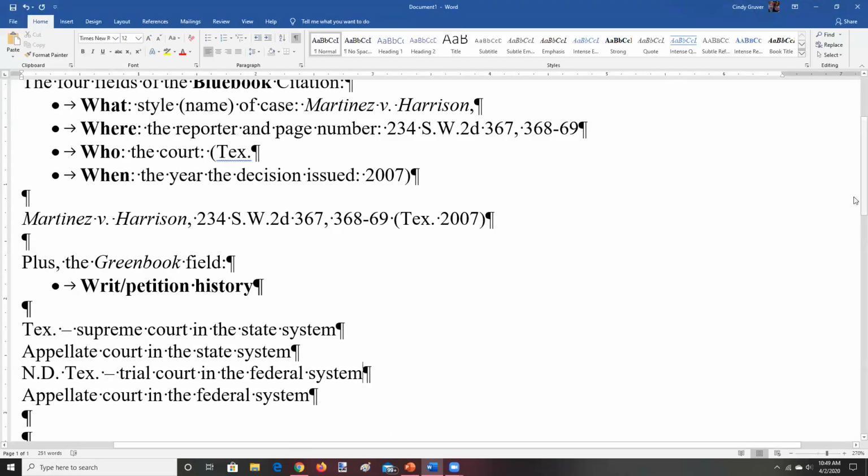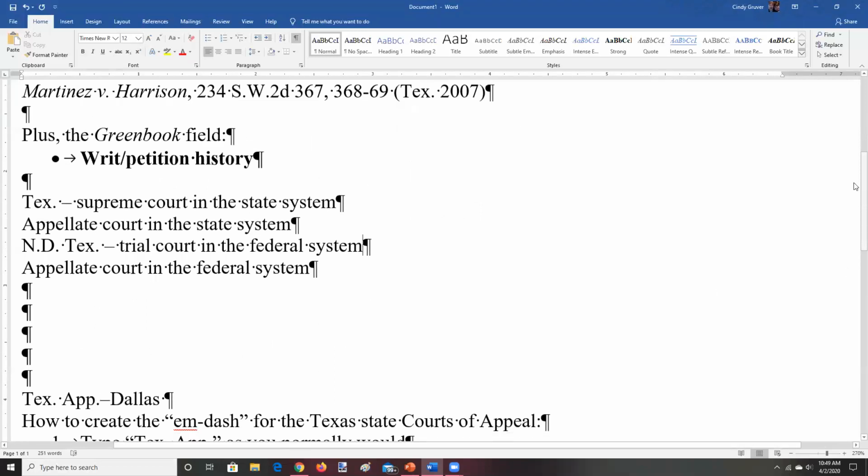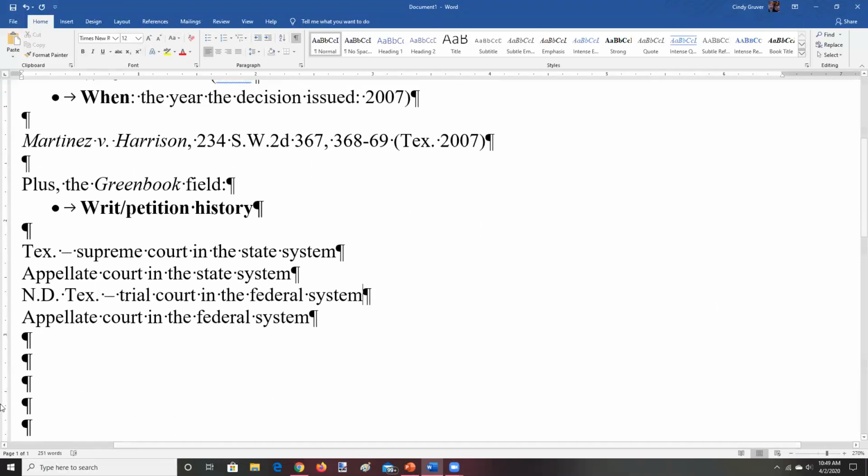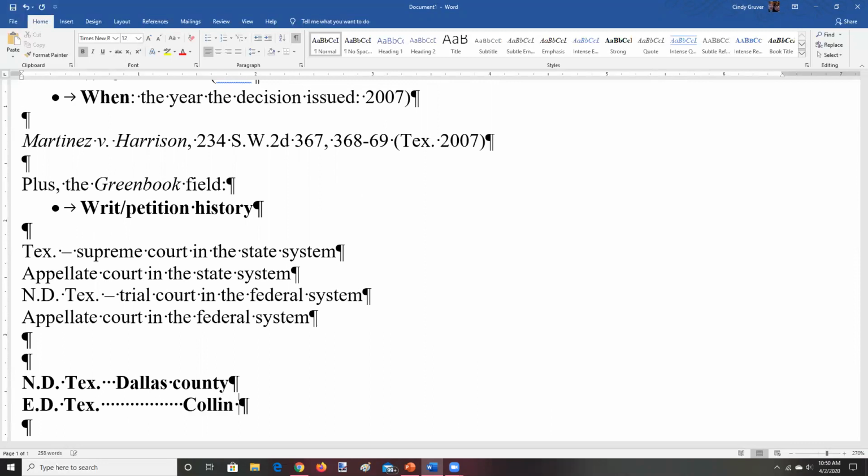So if we're in Dallas County, this would be Dallas County, N period, D period, space, TEX period, space. Dallas County, not just Dallas County, but Dallas County would be part of it. Then if we're doing Collin County, it would be here. The Dallas County and Collin County would not be part of the site.